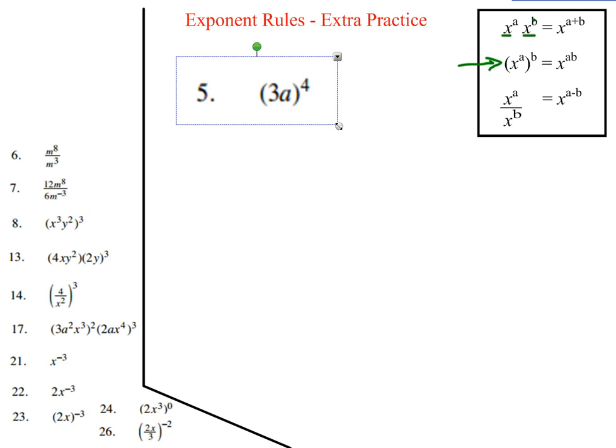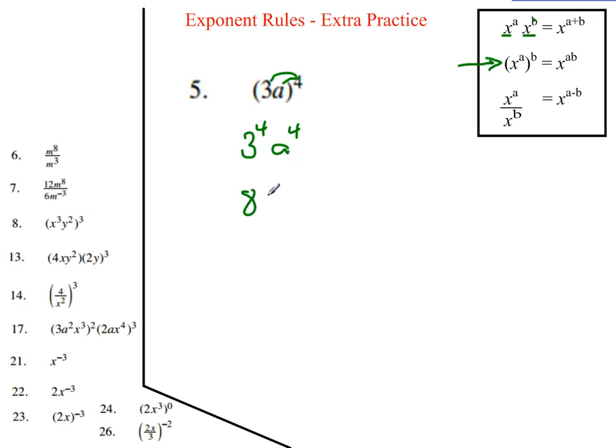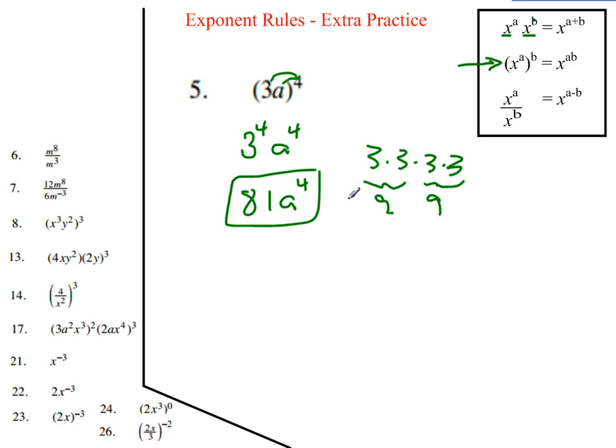Let's do number 5 from your extra practice problems. If there are two things inside, it's almost like the distributive property. It's not technically the distributive property, but you're putting the 4 on both parts. So you put the 4 on the 3 and the 4 on the a. So this would be 81 a to the 4th. Don't make it 12, because 3 to the 4th is 3 times 3 times 3 times 3. I just did this in my head or have it memorized. All right.